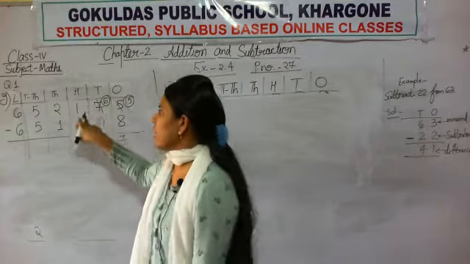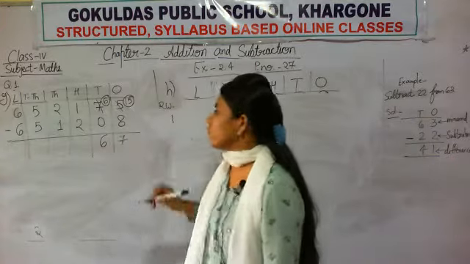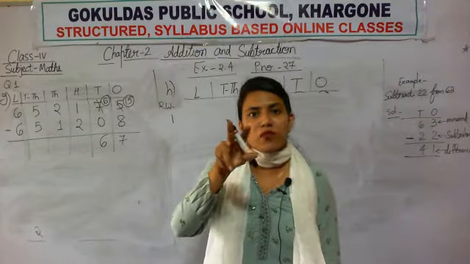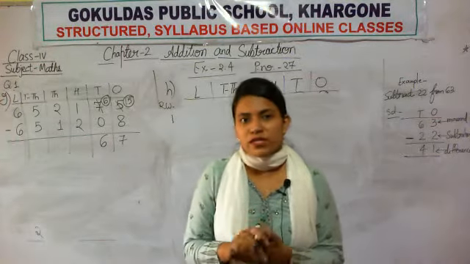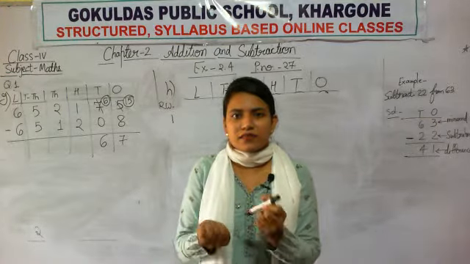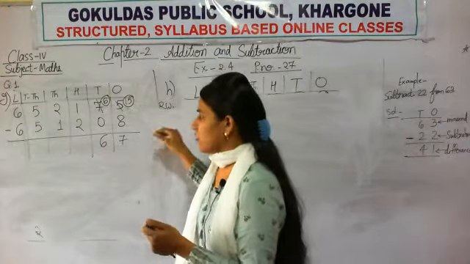Next, in the hundreds column you see that you have only one stick and you want to subtract 2 from it. You want to remove 2 sticks from it. So it is not possible. You have only one pen. How can you subtract the pen?